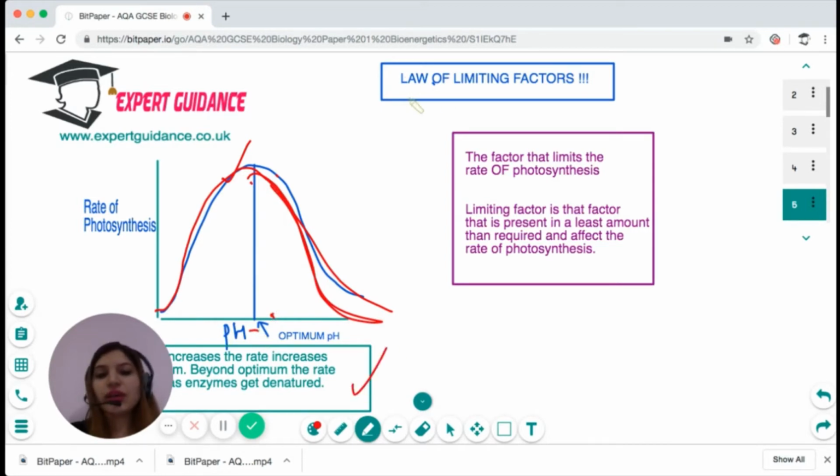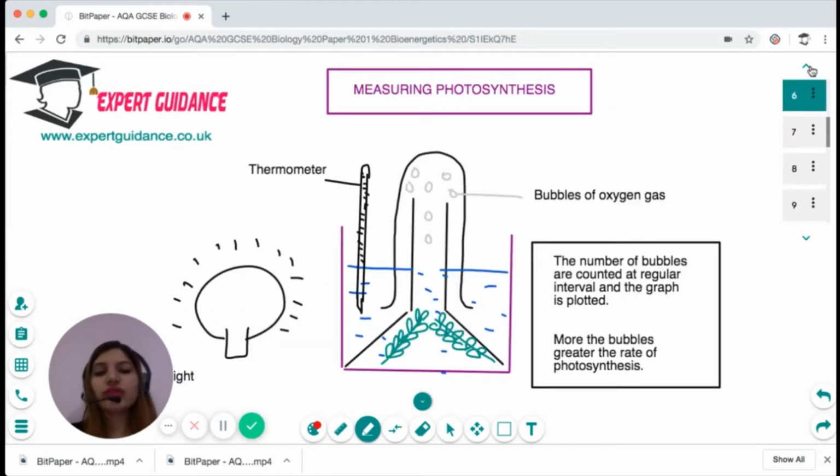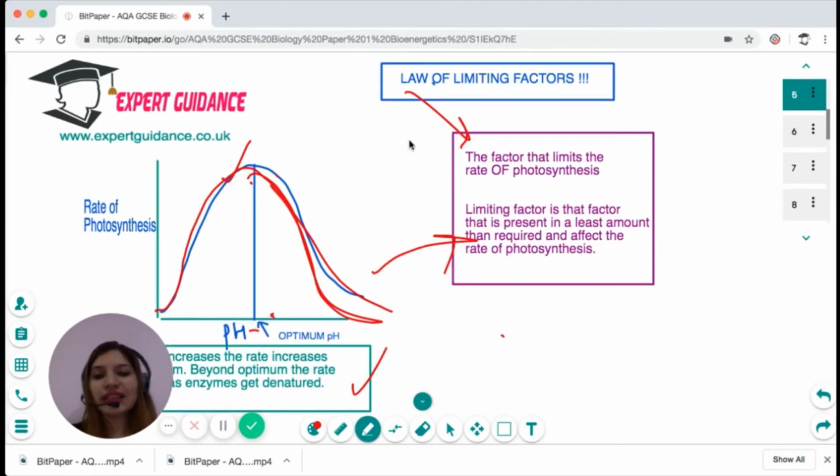Okay, so there is a law of limiting factor, that any factor which is present in the least amount, either carbon dioxide or water, will affect the rate of photosynthesis, and that factor is known as the limiting factor. So in order to get the maximum rate of photosynthesis, we should control these limiting factors, and that we easily do in a greenhouse, which we'll be checking out next.